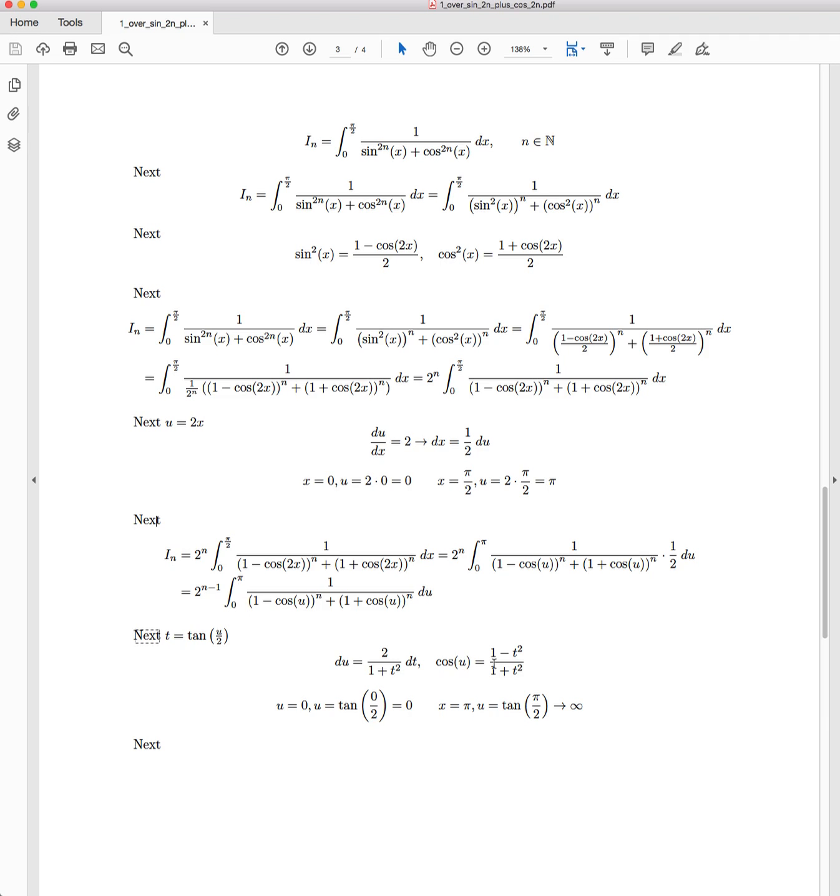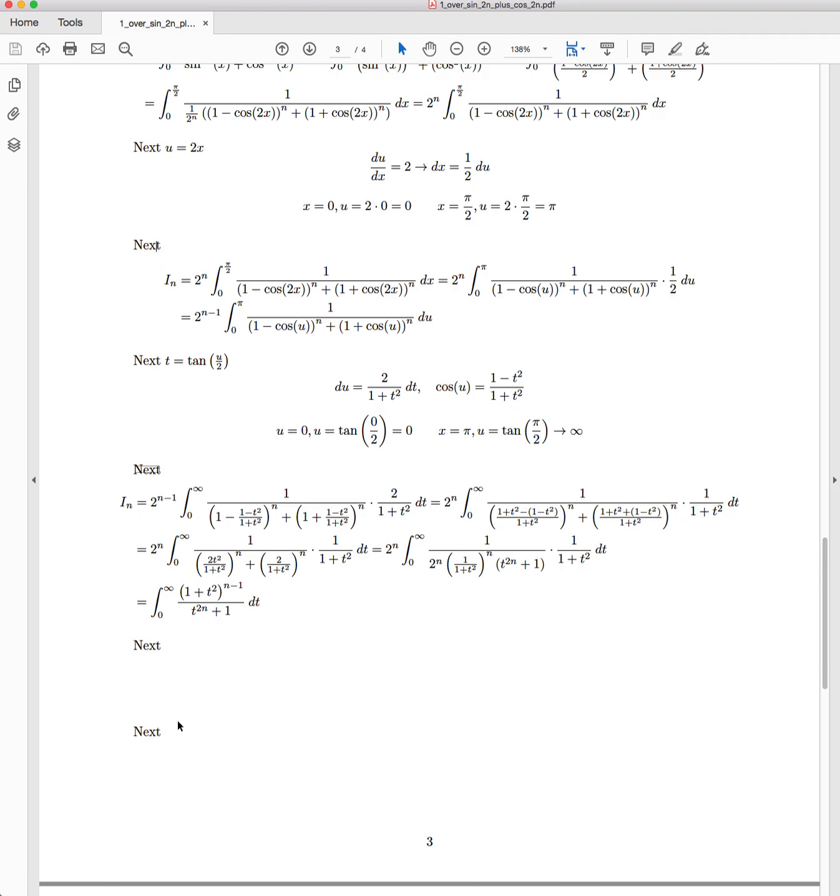Cos of u gets replaced with this term here, and our du gets replaced with this. So what we're doing in this case is taking a rational function of trigonometric terms and replacing it with an algebraic term of polynomials, which is much, much easier to integrate. Okay, so there's a few steps here.